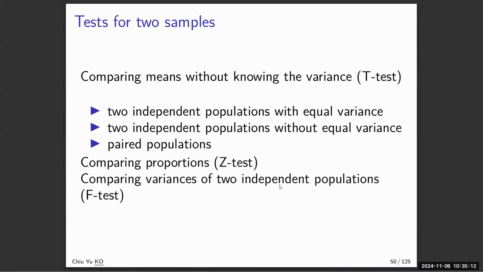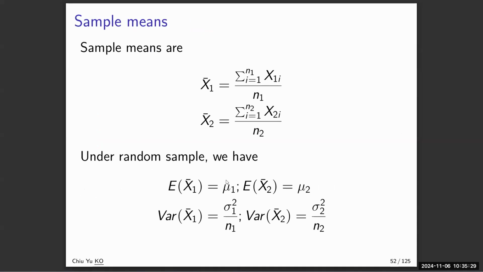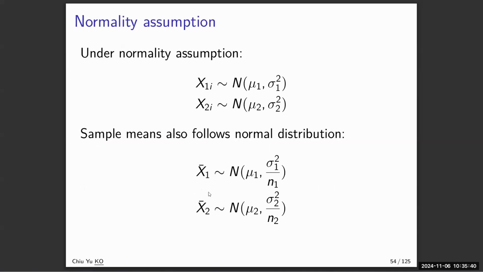To save time, we focus on the case where we assume both samples follow the bell curve. So the idea is the following: we have observations from population 1 and population 2. They're all simple random samples, so they all follow normal. The sample mean and sample variance are denoted in this way. We don't know sigma, but we have the unbiased estimate, and all of them follow normal, and the sample mean also follows normal.